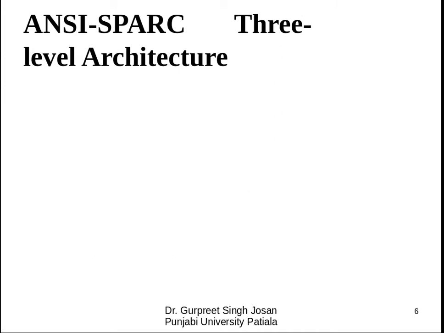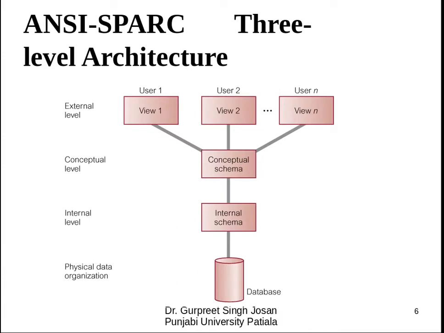Based upon these objectives, ANSI-SPARC provides the three-level architecture whose diagram is like this. At the bottom level we have a database, that is the physical storage of the database in the form of hard disk. At the first level, which is called the internal level, we have the internal schema. Then at the second level we have the conceptual schema, and at the third level we have the external level. We have different views for all the users. We have a number of users, user 1, 2, 3 up to n, and for every user we have a separate view. That view is coming from the same conceptual level schema.